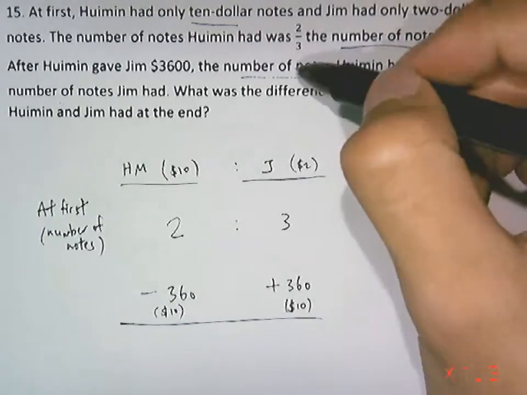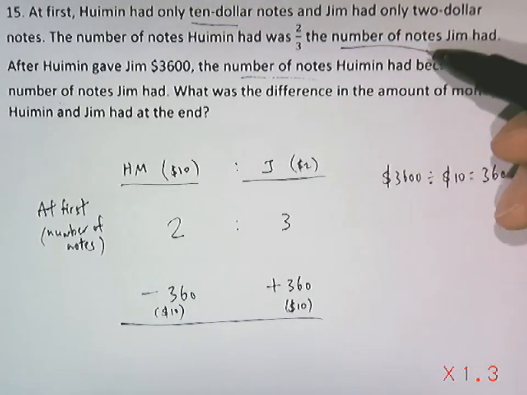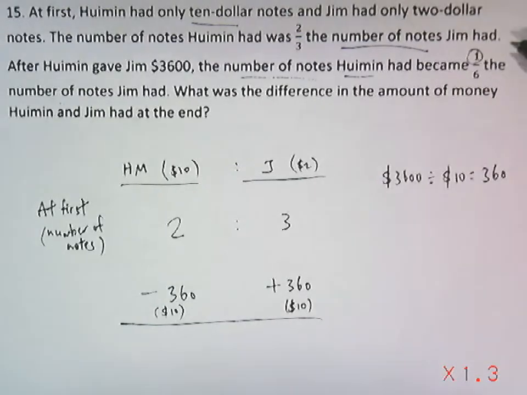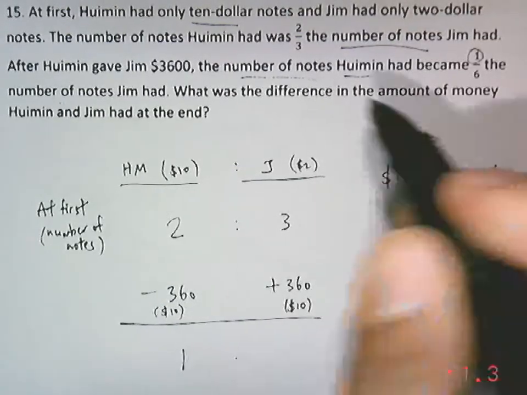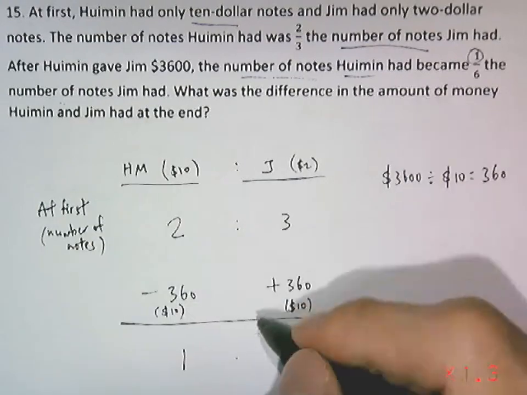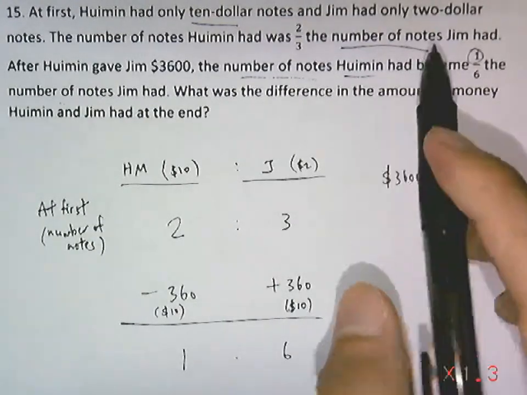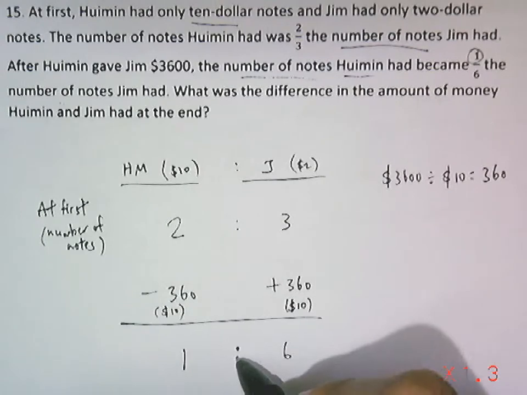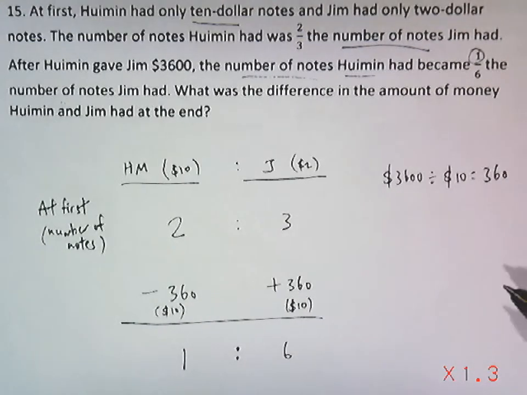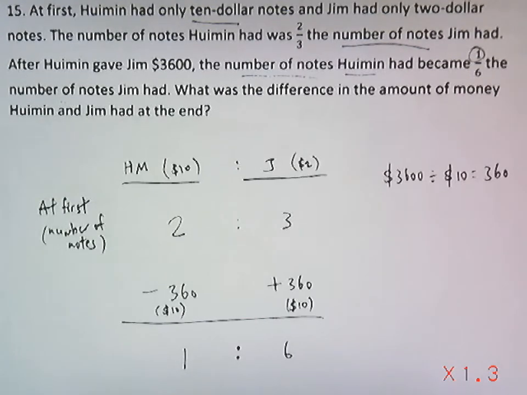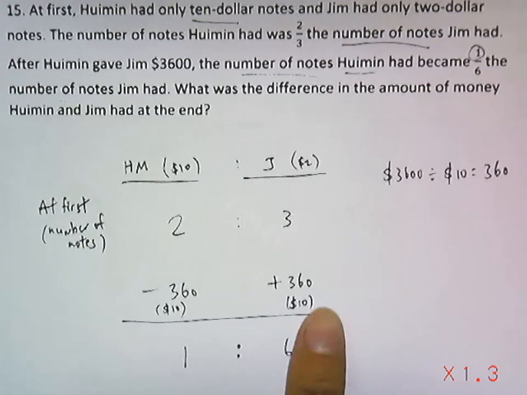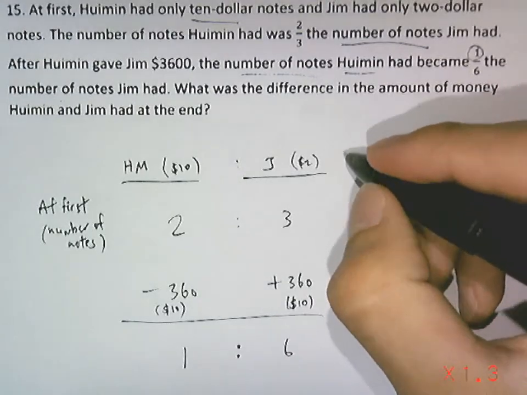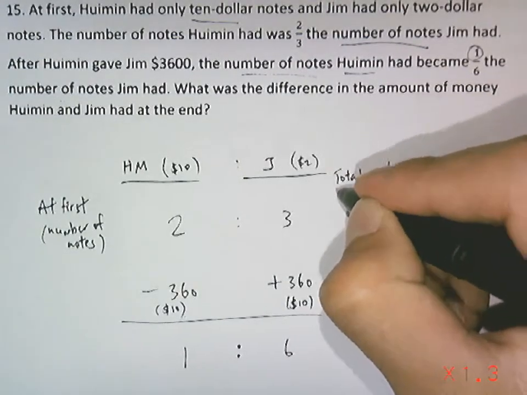The ratio of the number of notes in the end: Hui Min became 1/6 of what Jim had, so 1 is to 6. The number of notes before and after should stay the same because there's no external change. They didn't spend the money, they just transferred. Hui Min transferred notes to Jim, so the total number of notes should remain the same.